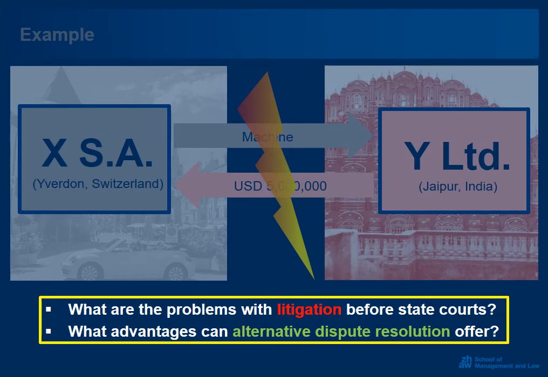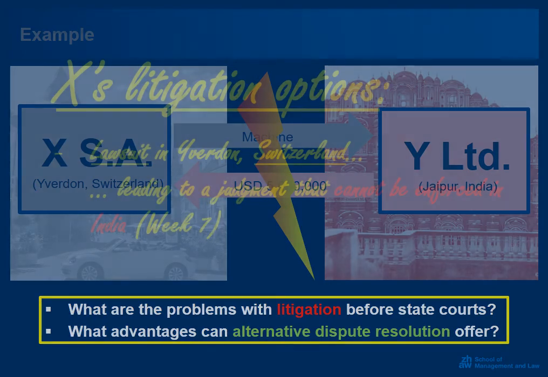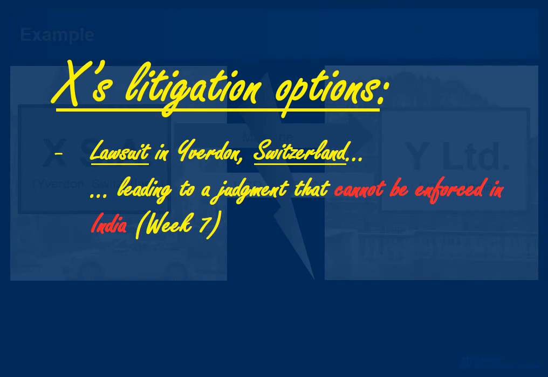Of course, XSA could file a lawsuit with a court in Switzerland or with a court in India, provided that the jurisdiction of the Swiss court and of the Indian court can be established. But what are the problems with bringing the dispute before state courts in Switzerland or in India? And could ADR possibly offer some advantages in our case? As far as the litigation options of XSA are concerned, a first option is a lawsuit in Yverdon, Switzerland. But as we have seen 2 weeks ago, this leads to an enforcement problem. Judgments of Swiss courts are not enforceable in India.